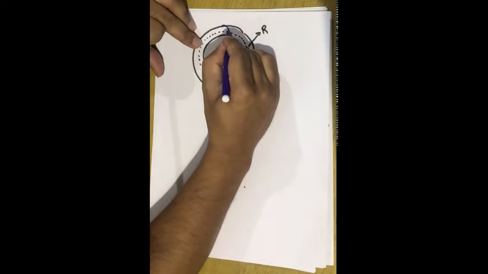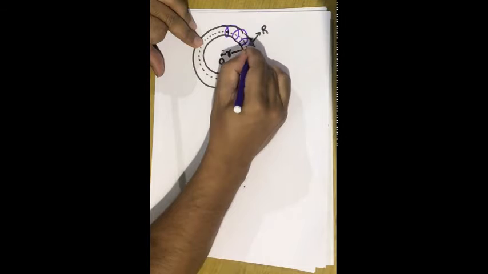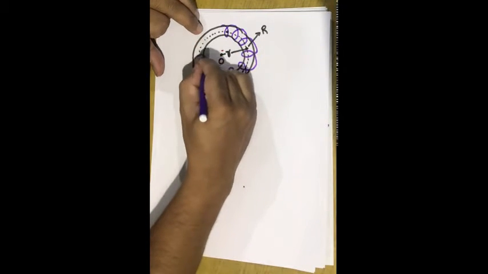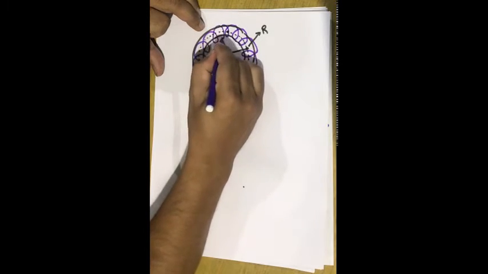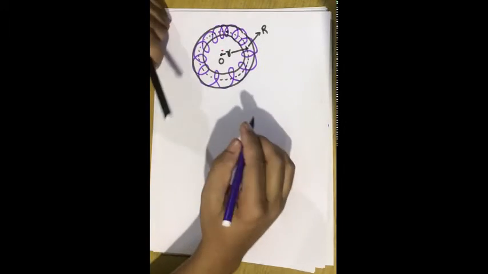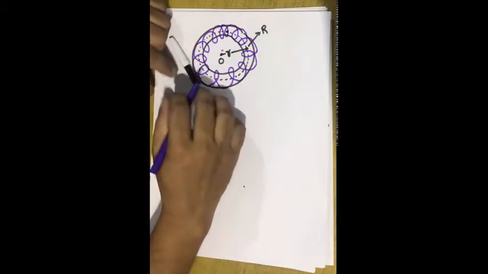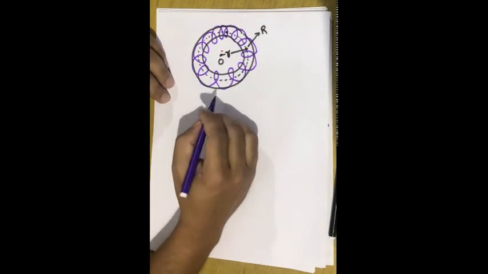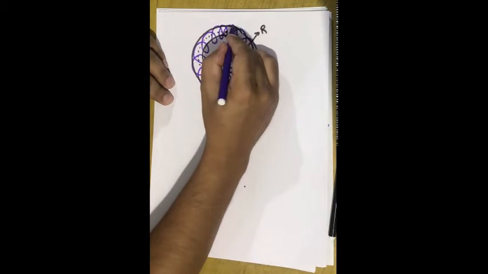So the current is like this. The current is flowing say in this direction. Okay, so if I have an extended view, then it will be something like that. Say this part.